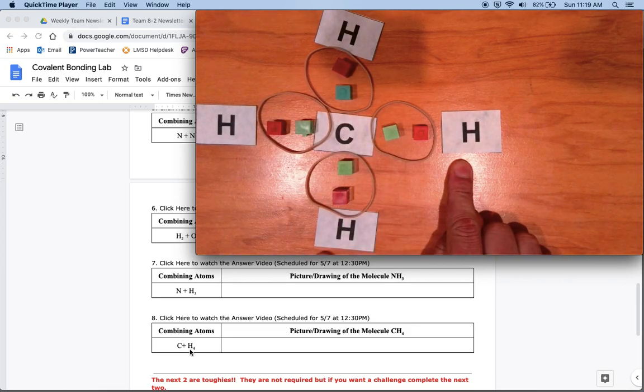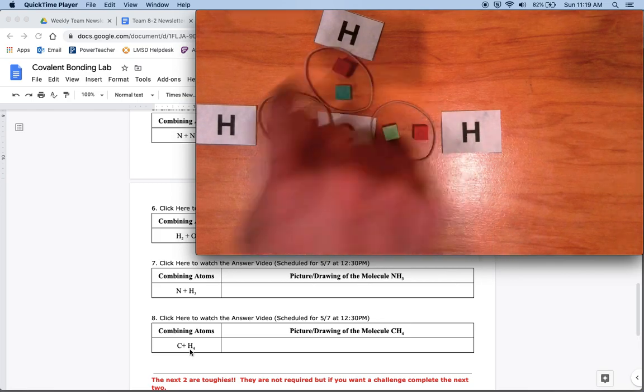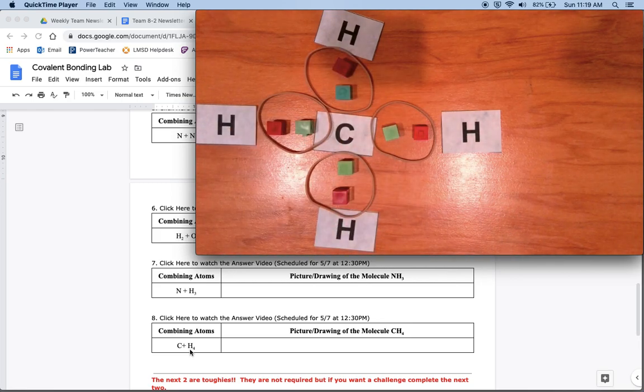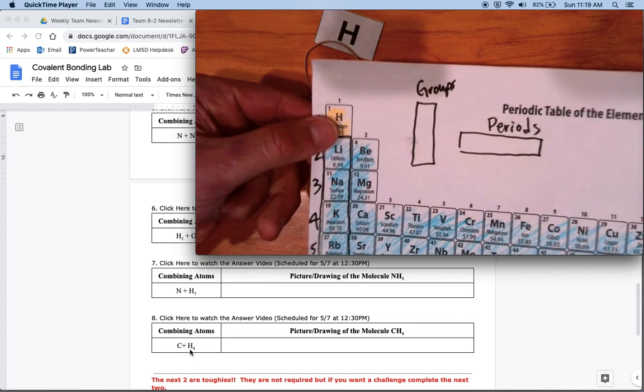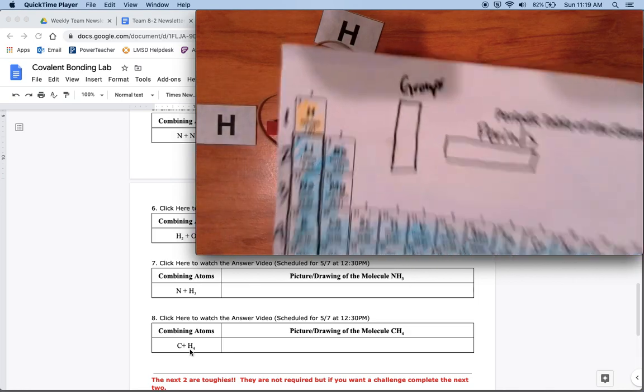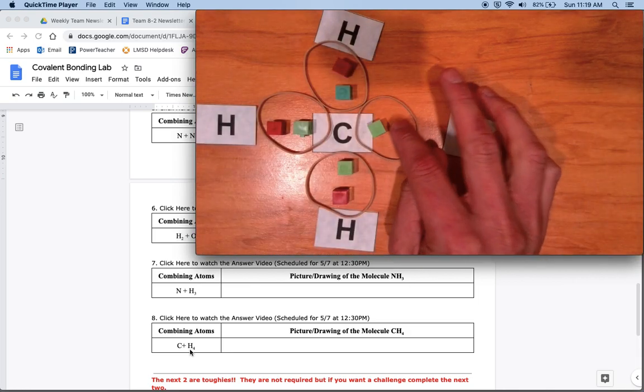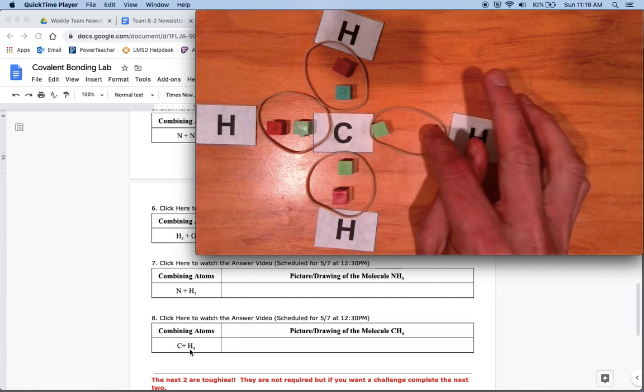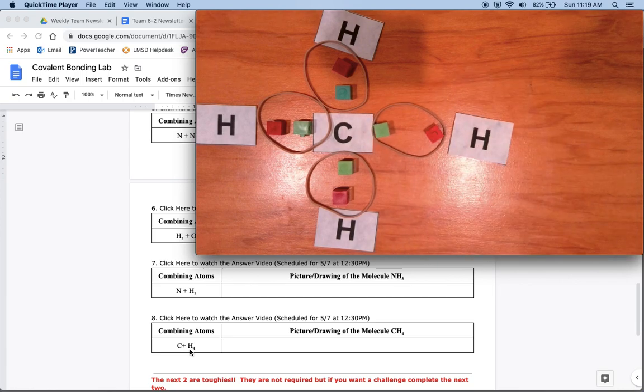And hydrogen has 2. 1, 2, 1, 2, 1, 2, 1, 2. Remember, hydrogen is in the first period, right? It's in the first row. So that means the first electron ring is always full with 2 valence electrons, which means that hydrogen only needs 2, right? So there you go. This is what CH4 would look like, all right?